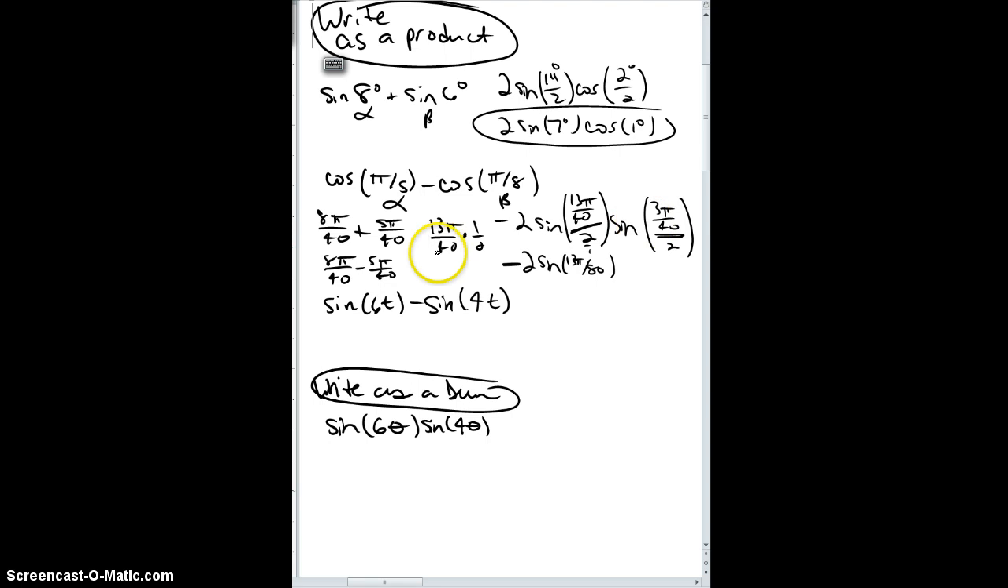All right, same thing over here. I'm going to take 3 pi over 40 and multiply by the reciprocal, because 2 is 2 over 1. And I'm going to get sine of 3 pi over 80. And that's it. So that formula has that negative in front, which the other ones don't have.